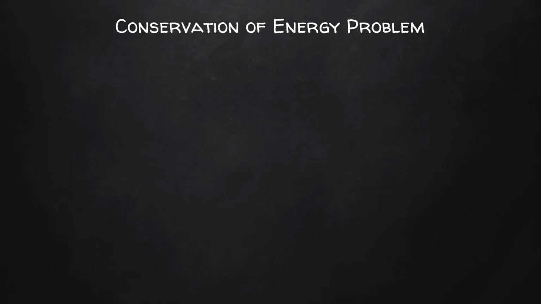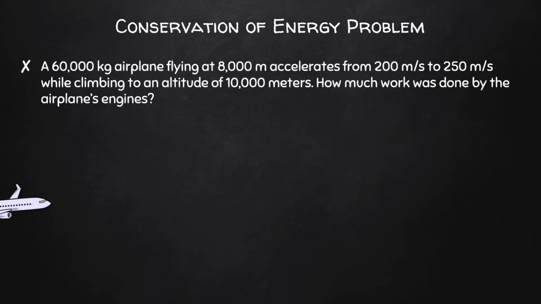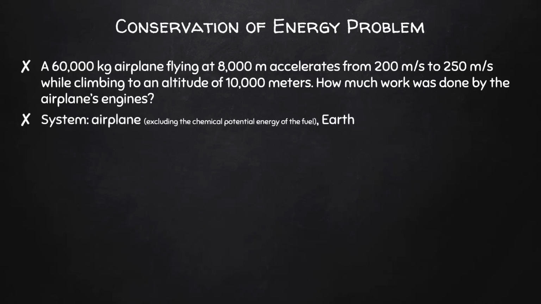Let's take a look at another problem, this time quantitatively, and I promise we'll only do it one time. A 60,000 kilogram airplane flying at 8,000 meters accelerates from 200 meters per second to 250 meters per second while climbing to an altitude of 10,000 meters. How much work was done by the airplane's engines? Here's how we'll define our system. We'll include the airplane, but not the chemical potential energy of the fuel, and we'll include the Earth.